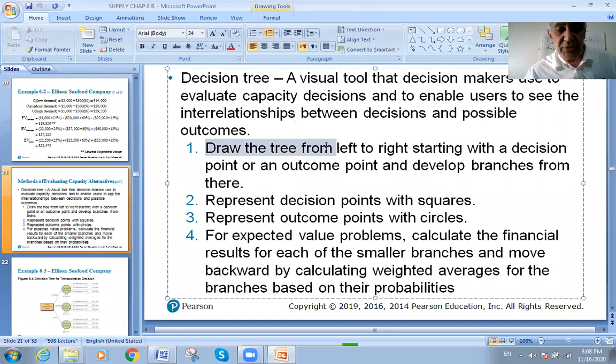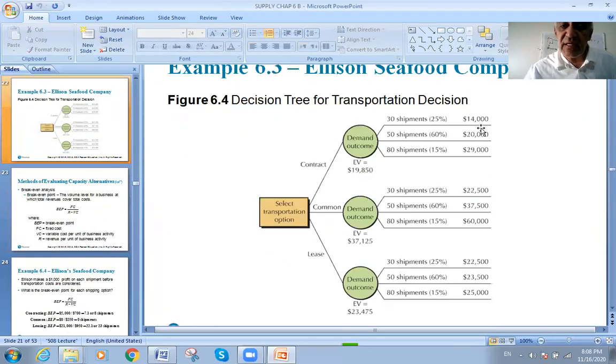Just again, you'll draw the tree. You won't draw it because I will give it to you ready-made, but just to know what we mean by the tree. The decision points are in squares, and the event points, the outcome points, are in circles, which include the probability distribution. Wherever there is a probability distribution, put it in circles. Then the expected value: how will you get it? You will multiply these numbers by the probability distribution.